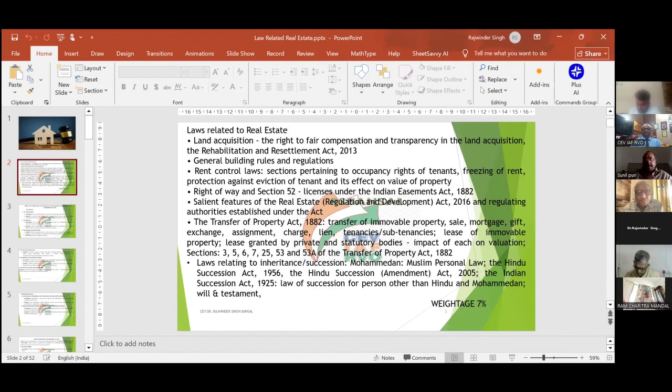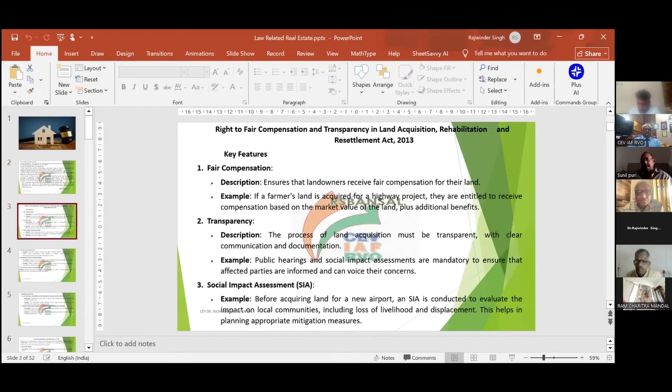So first of all, we will learn and discuss the Land Acquisition Act, LARR 2013. First of all, you must understand for what purpose this law is. It is for right to fair compensation and transparency in land acquisition.